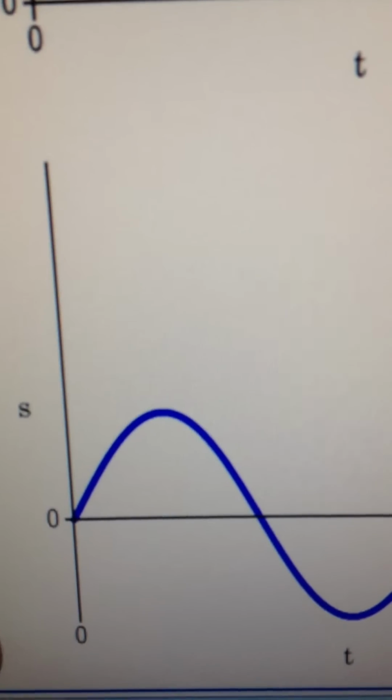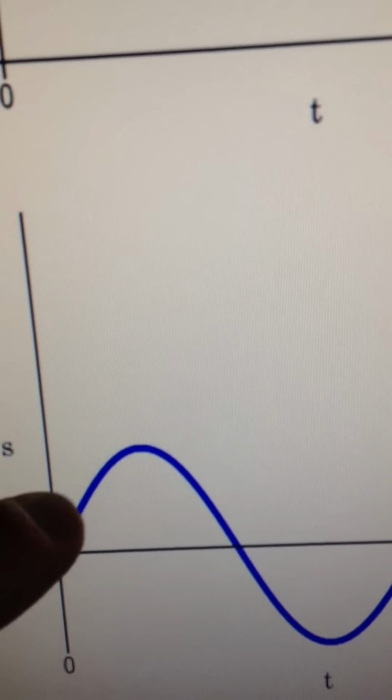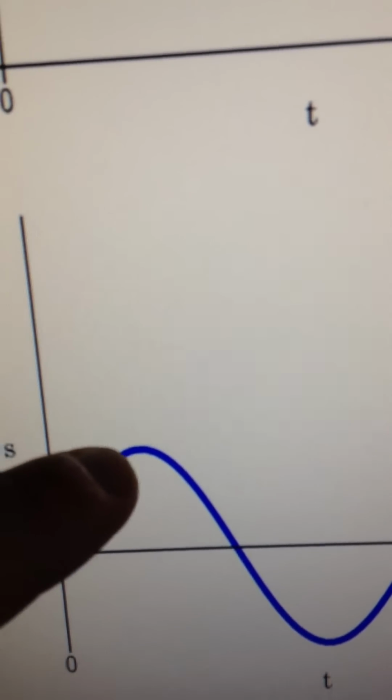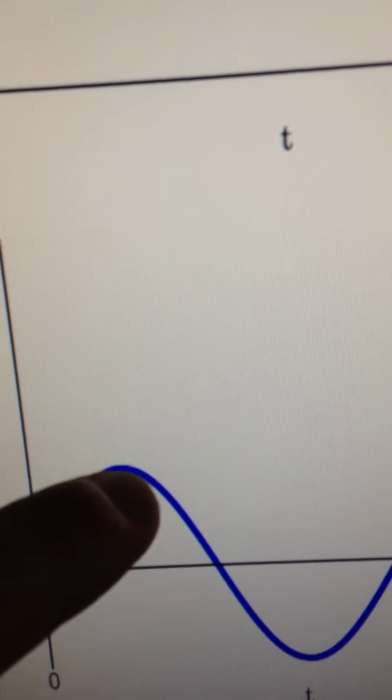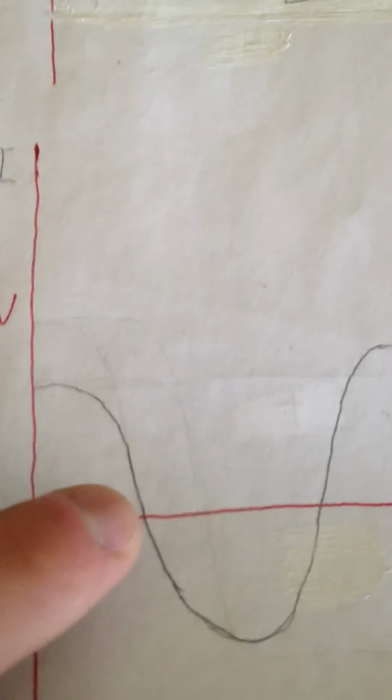Right here, the first part, you can see that the velocity starts out positive, in the positive direction. It starts out pretty quick, but immediately it's slowing down, and eventually starts going to the negative direction. Which, right here we have it starting out quick, and then it slows down, and eventually right here it goes into the negative direction.